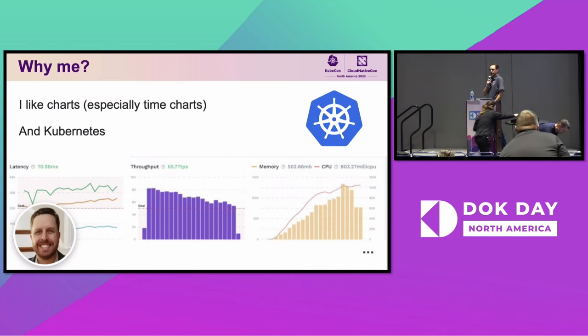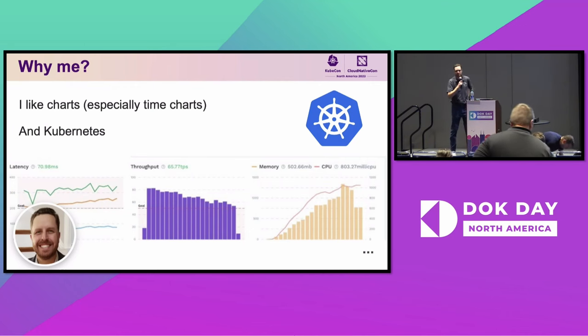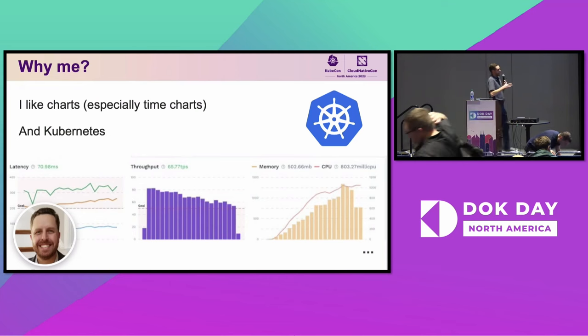I bet that out of all the speakers that you have, I'll probably be one of the only ones that has graphs on their LinkedIn profile, right? I really like working with time series data. And of course, I'm here at KubeCon. It's my third KubeCon. I'm excited to be here. I love working with Kubernetes as well.